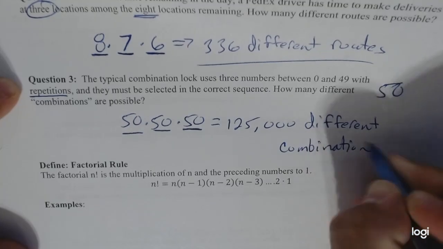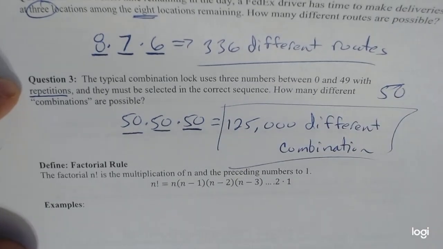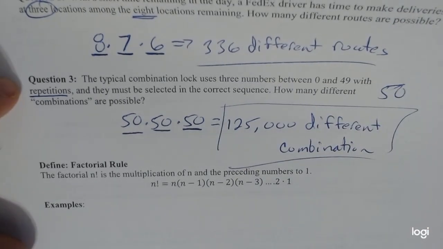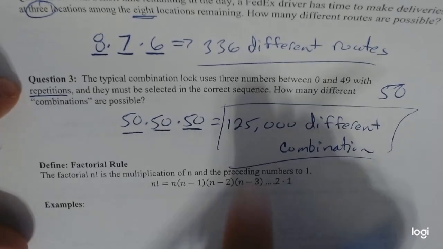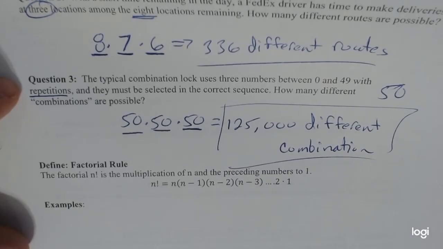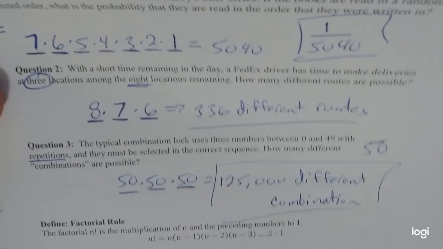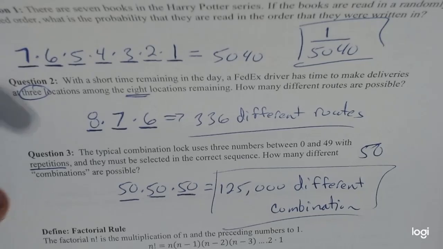Crazy, huh? So essentially, the probability of you getting your lock correct is 1 divided by that number, which is very, very, very small, right? Pretty much never going to happen. Okay. Interesting stuff. So that's using the fundamental rule of counting, the multiplication stuff, things like that.